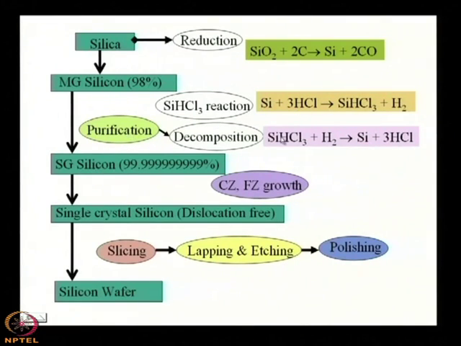Then this trichlorosilane is decomposed using hydrogen to obtain silicon and HCl. So, this silicon is the semiconductor grade or the electronic grade silicon, having 10N or 11N purity. So, most of the cost is involved in the purification of silicon, that means from silica to semiconductor grade silicon. Yes. So, what type of impure materials are removed during purification?